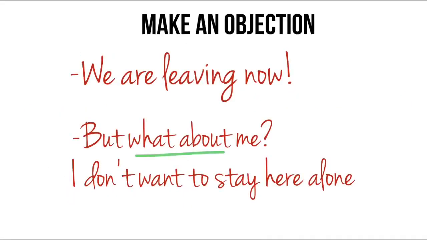So let's take a look at an example of an objection. We are leaving now. But what about me? I don't want to stay here alone. The person who's saying, I don't want to stay here alone, is not happy with the fact, and he's making an objection.